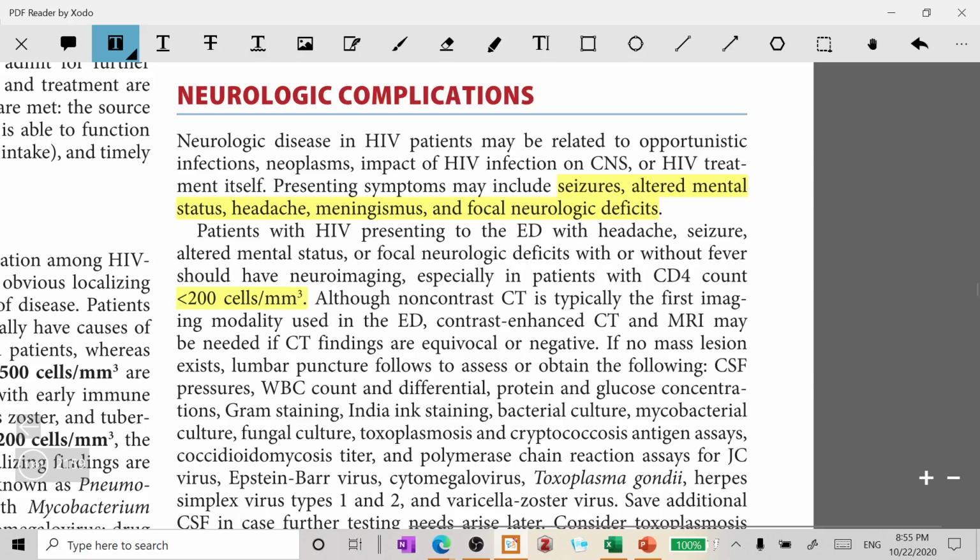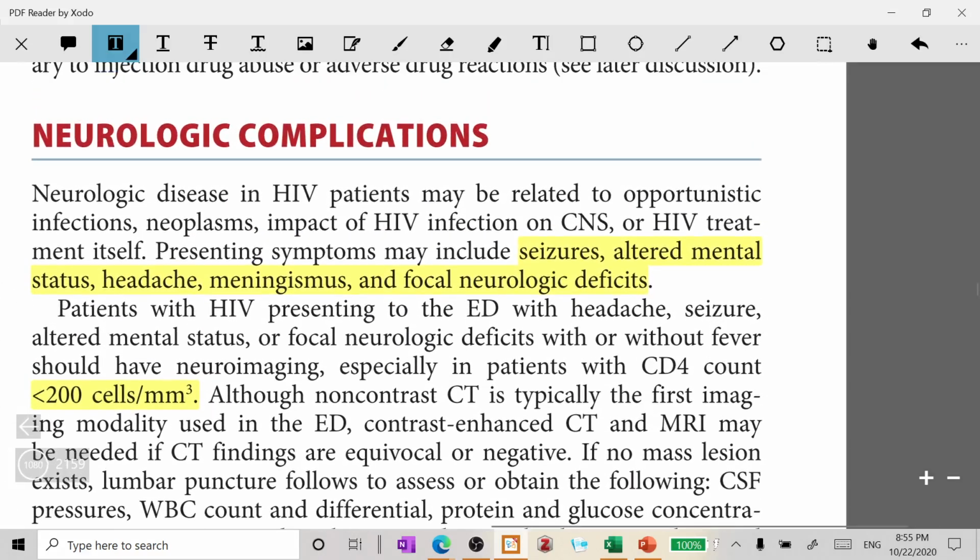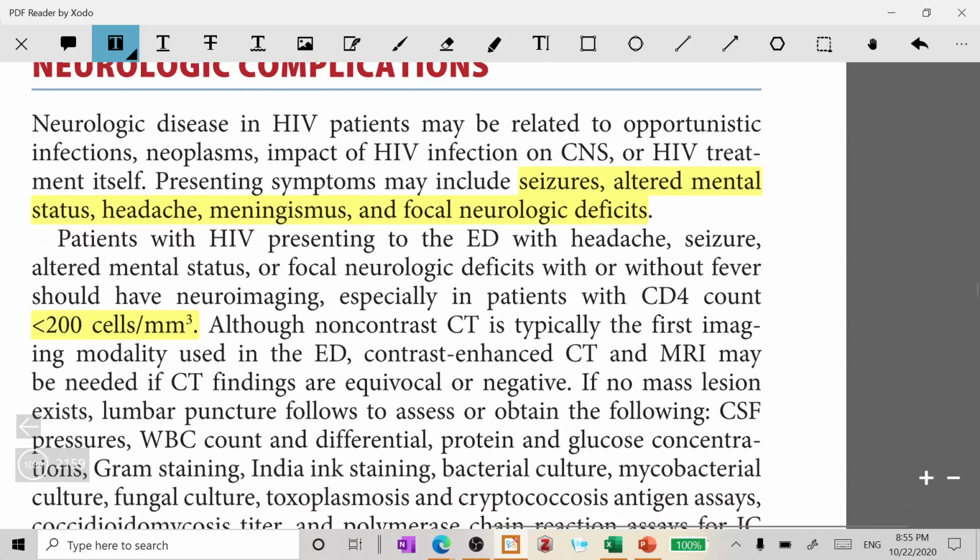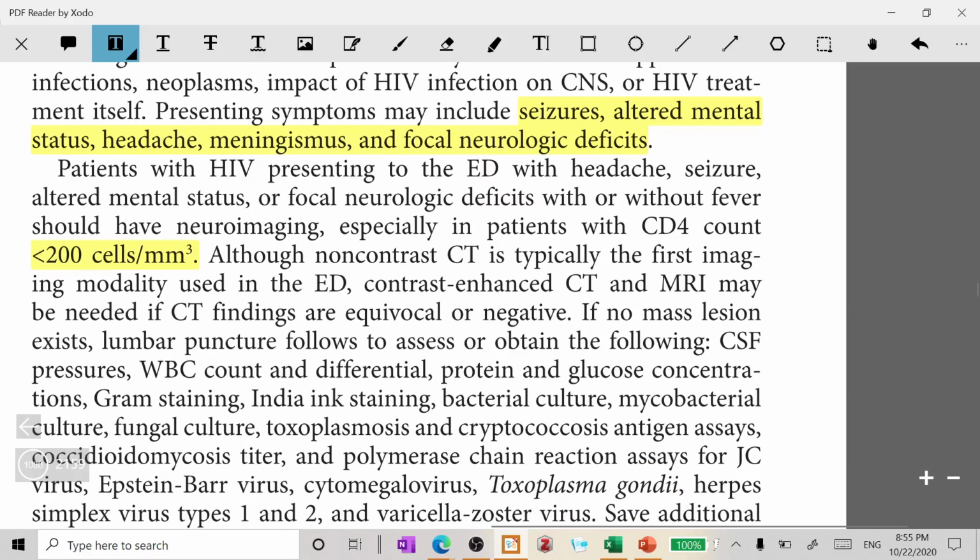When the patient presents to the ED, he presents with seizures or altered mental status, headache, or meningismus, and focal neurological deficits. A patient with HIV presenting to the ED with headache, seizures, altered mental status, or focal neurological deficits, with or without fever, should have neuroimaging, especially in patients with a CD4 count less than 200 cells per cubic millimeter. Although NCCT is typically the first imaging modality used in the ED, CECT and MRI may be needed if CT findings are equivocal or negative.